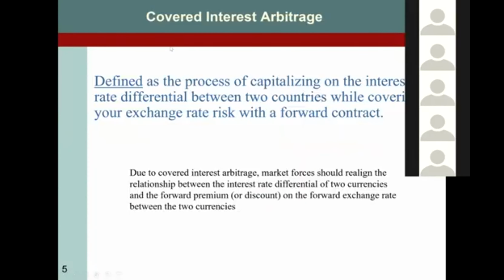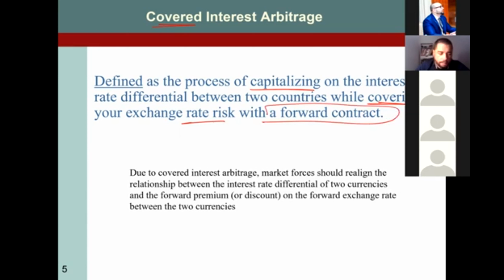Okay, we were discussing chapter 7 and chapter 8, and we already talked about covered interest arbitrage. Let's have a quick review. Covered interest arbitrage is defined as the process of capitalizing on the interest rate differential between two countries, while, because this is covered, we cover the risk through a forward contract, right?